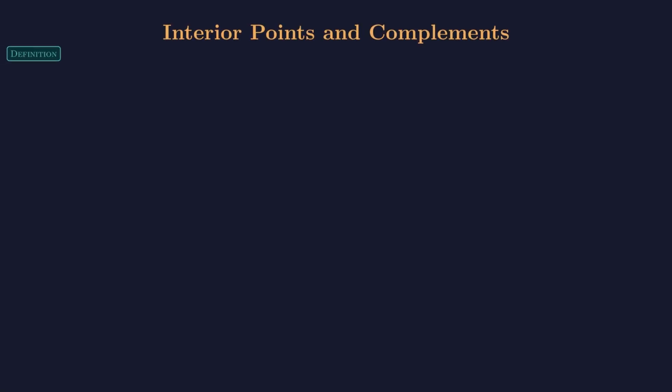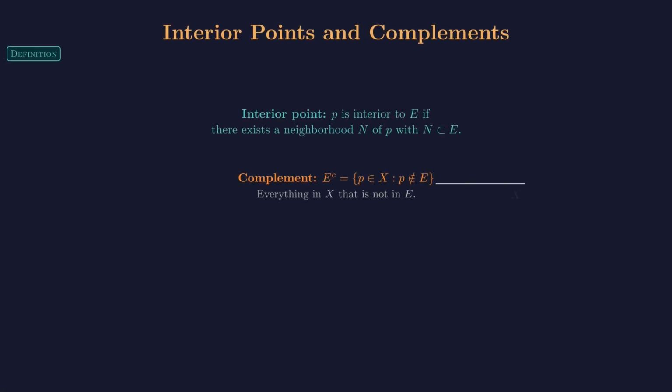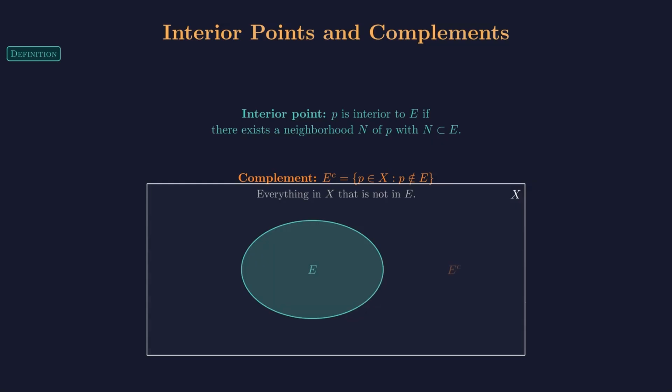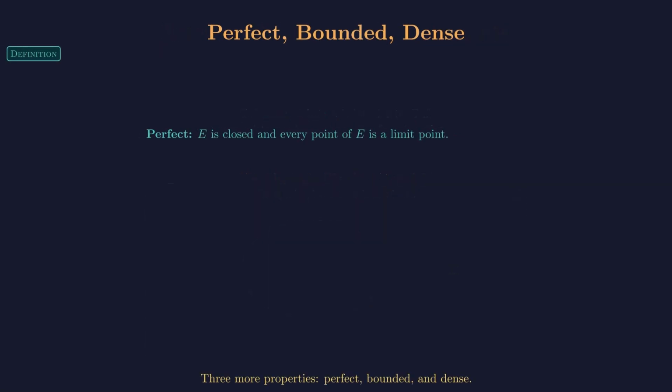A point P is interior to E if some neighborhood fits entirely inside E. The complement of E is everything in X that lies outside E. Together, they partition the whole space. 3 more properties. A set is perfect if it's closed, and every point is a limit point. No isolated points at all.